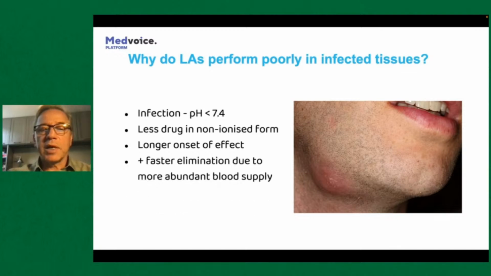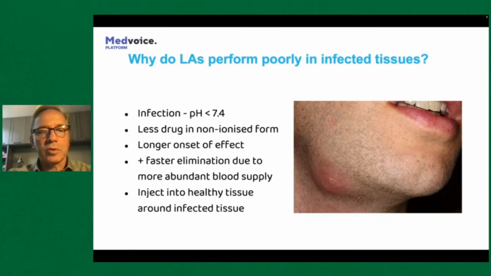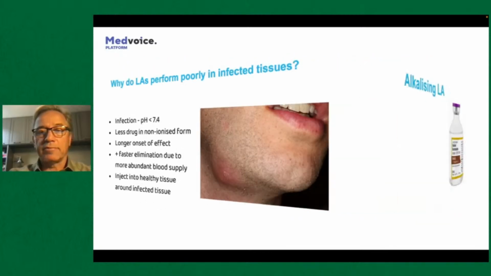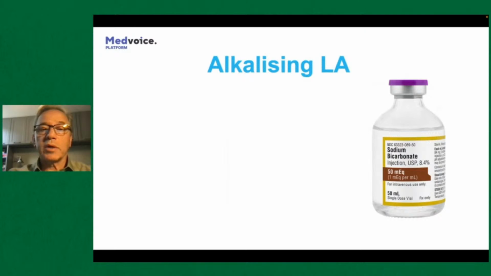Plus, the faster elimination due to more abundant blood supply takes the anesthetic out of the tissues. So if you really want to use local anesthetic for abscesses, you need to inject into the healthy tissues around this infective area. What else can we do to increase the speed of onset?